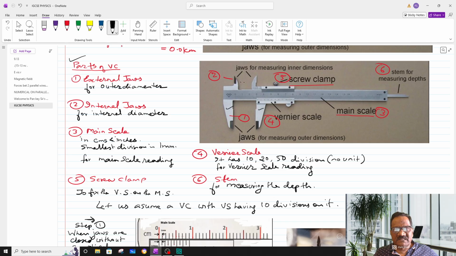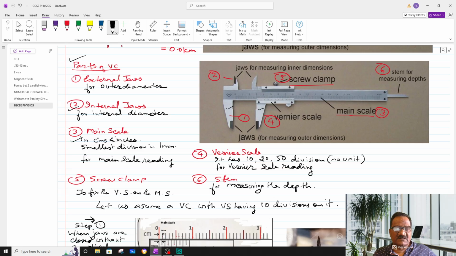On the top you can see number two, that is internal jaws. These are a pair of internal jaws. Now internal jaws are used for measuring internal diameter. So if you want to measure the internal diameter of a ring, you have to place these two jaws inside the ring so that you get the internal diameter of the ring. So this is that second part.